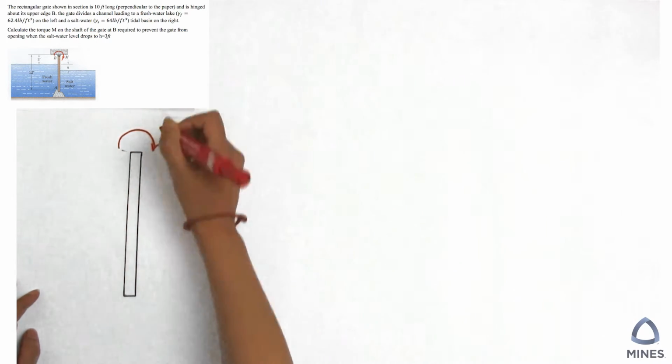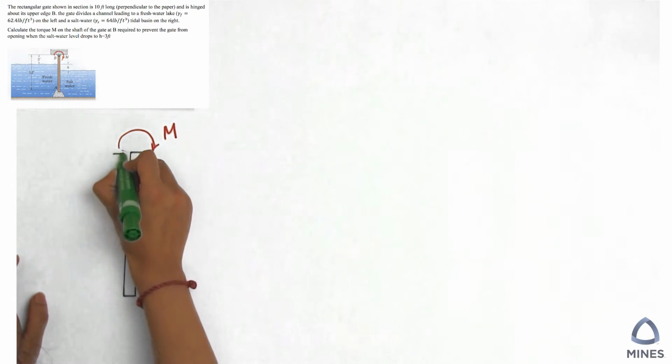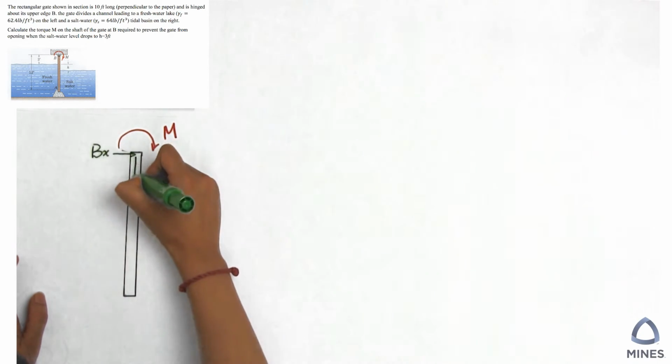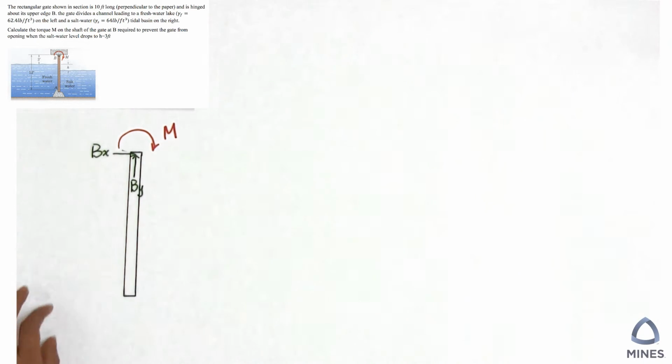Now let's show the forces. So we need to find out what is the moment applied at B. At the B location, since it is the pin connection, we have two reaction forces. And then we are going to have a water pressure.